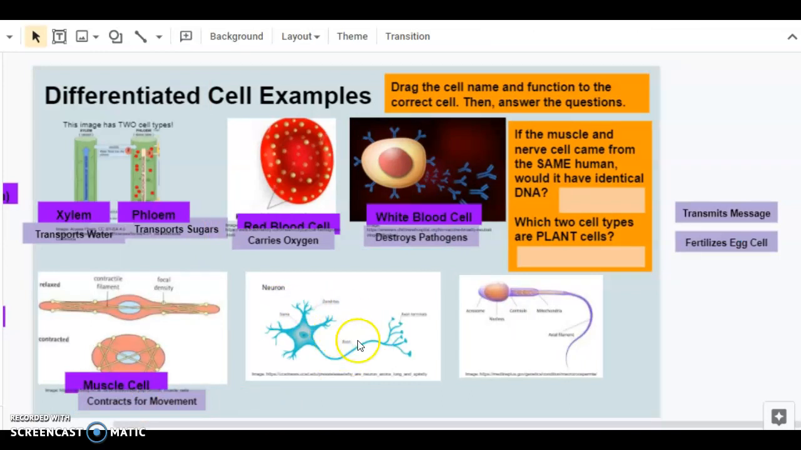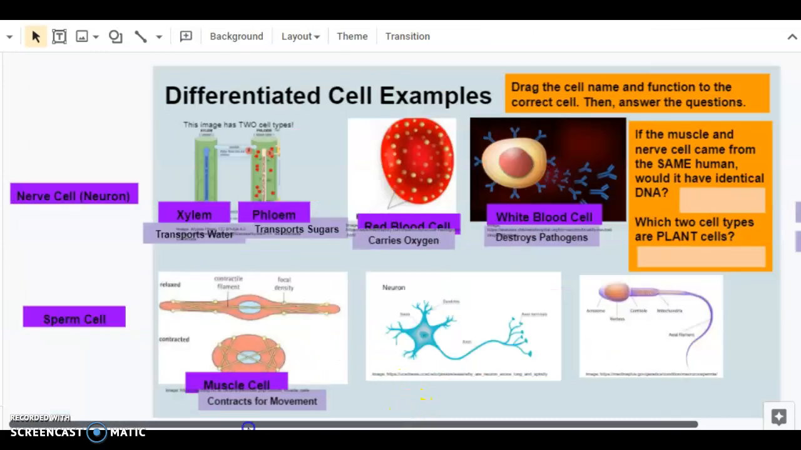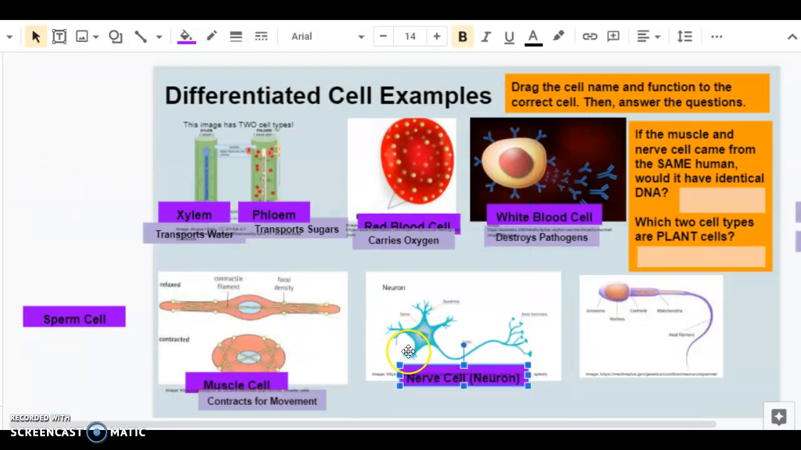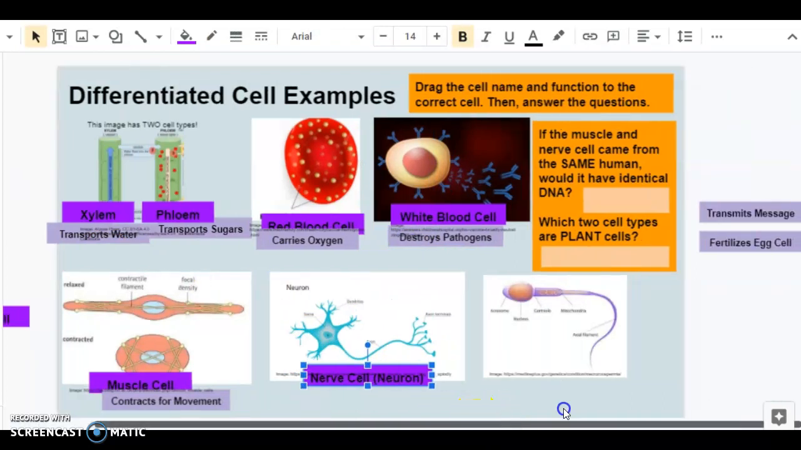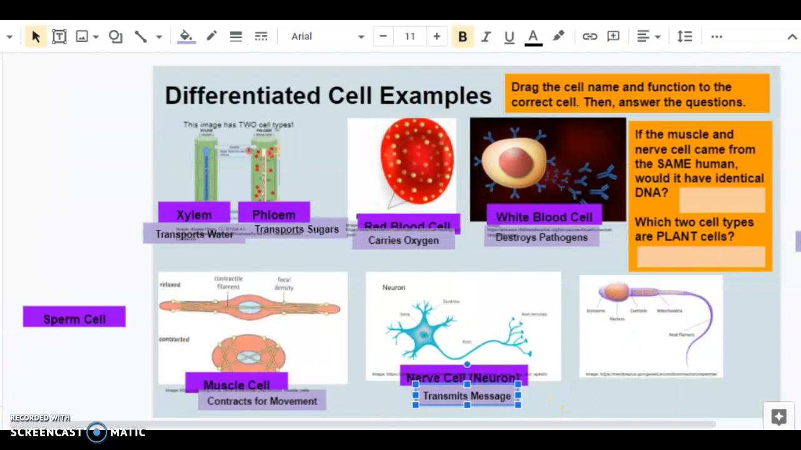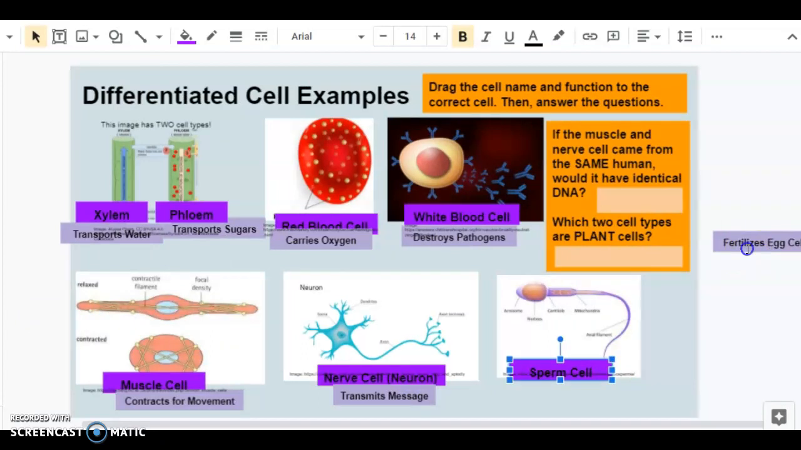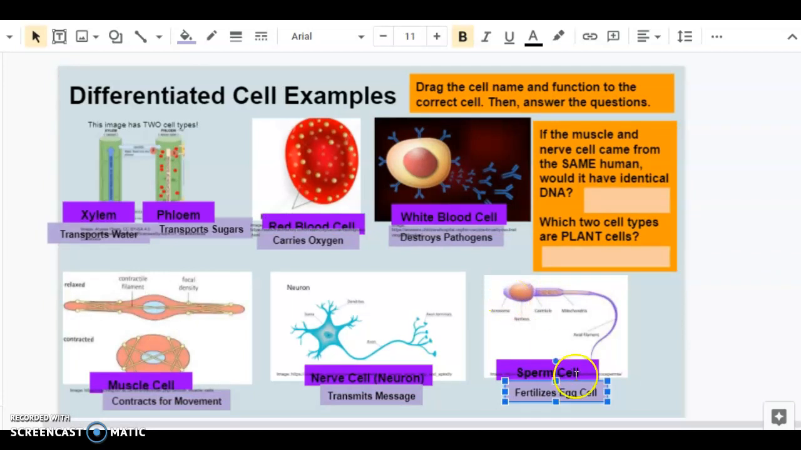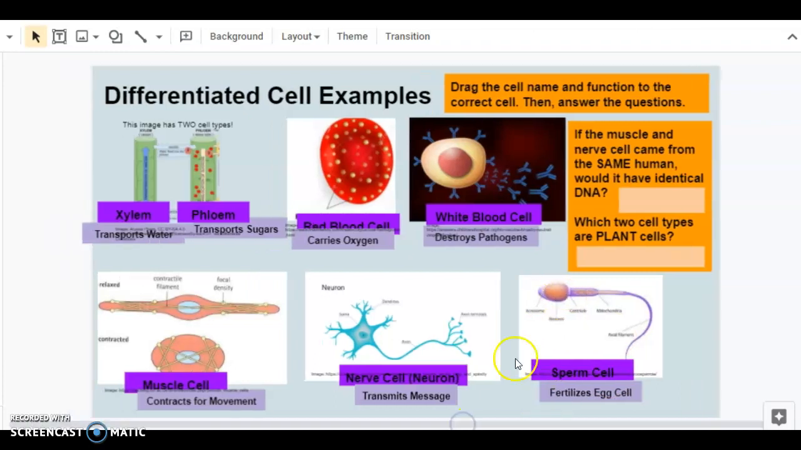This crazy looking cell is a nerve cell, sometimes called a neuron, and it has these branching extensions, dendrites and axons, to help it transmit messages quickly and efficiently. And then finally, we have the sperm cell, which is adapted with its flagella because it's got to move to find the egg cell, and then it's got this special tip here that allows it to penetrate the egg cell so that it can dump the chromosome copies that it has there in the cell.